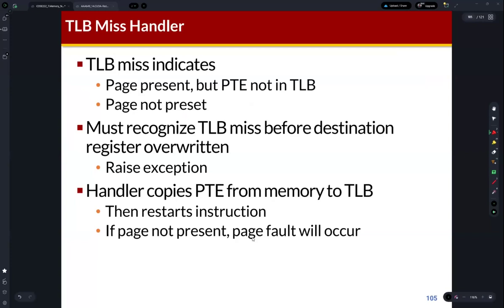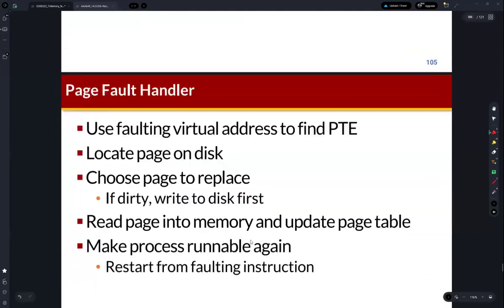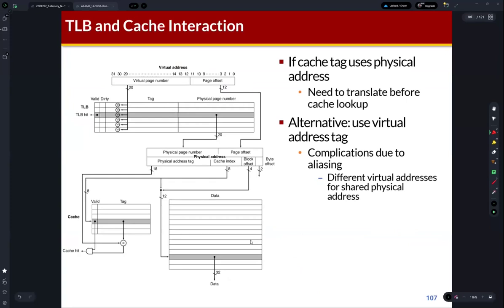So that's what I explained: what the TLB means, and page faults are also explained. Now we learned about the TLB, and I will explain how the real cache, the data cache, interacts with the TLB.